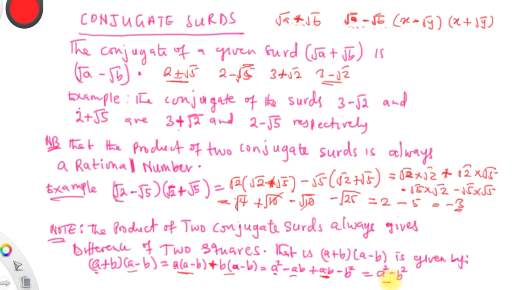So in other words, if you have a squared minus b squared, then you can write it as a plus b times a minus b. Okay. So guys, this is not difficult at all.